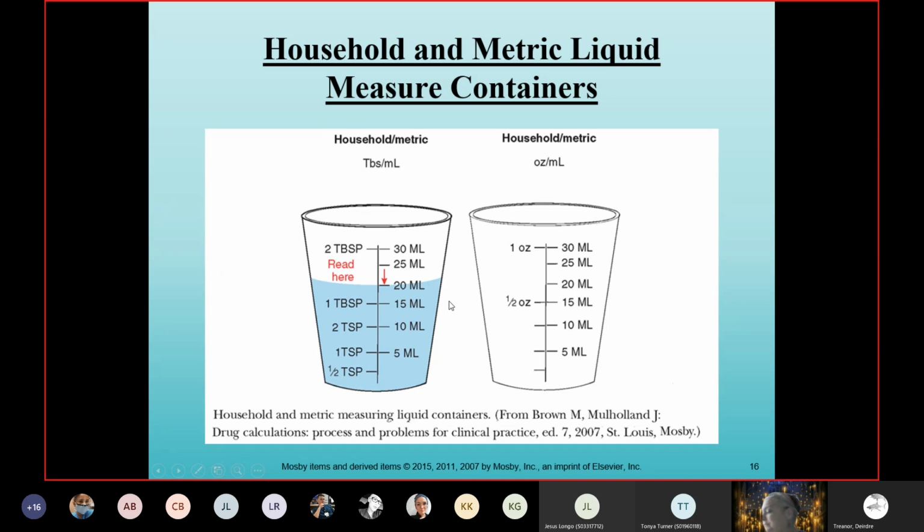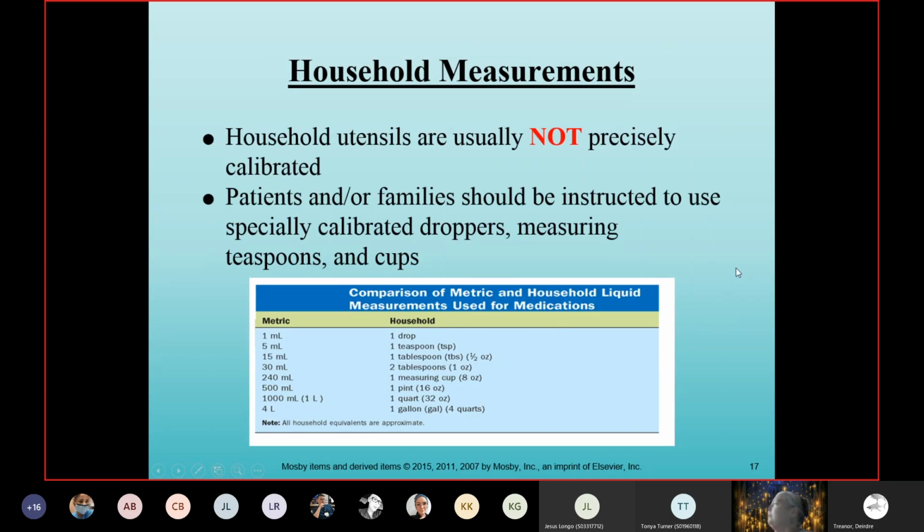In theory. The problem with household utensils, like using an actual spoon, they're not precisely calibrated. So you need to make sure you're instructing your patients and their families to use specially calibrated droppers, measuring teaspoons, and cups. So here's a comparison of metric and household liquid measurements. About 1 milliliter is equal to about a drop. 5 milliliters equal to about a teaspoon. But again, these aren't all calibrated.